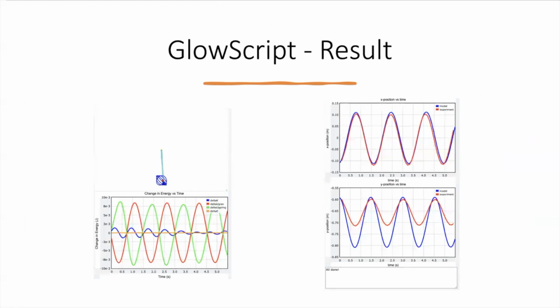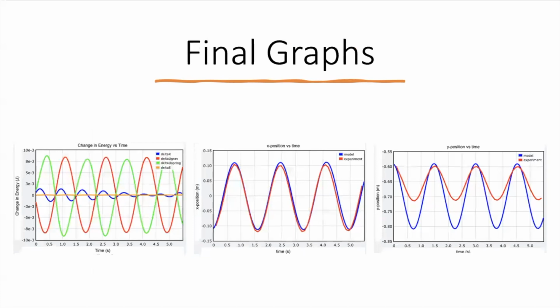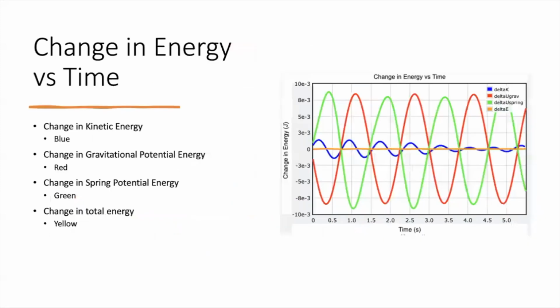The top left shows how the spring mass system moved throughout the code. The bottom left shows change in energy versus time graph. The top right shows x position versus time graph, and the bottom right shows a y position versus time graph. The final graphs were first change in energy versus time, second x position versus time, and third, y position versus time. The change in energy versus time graph shows the change in kinetic energy in blue, the change in gravitational potential energy in red, the change in spring potential energy in green, and the change in total energy in yellow.